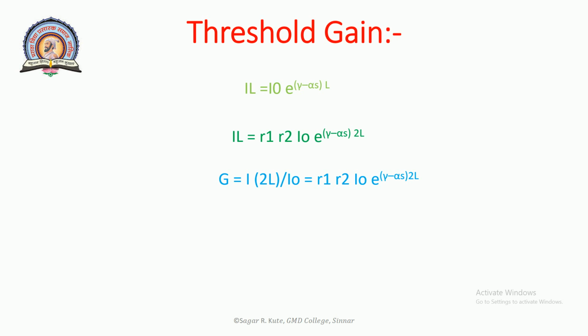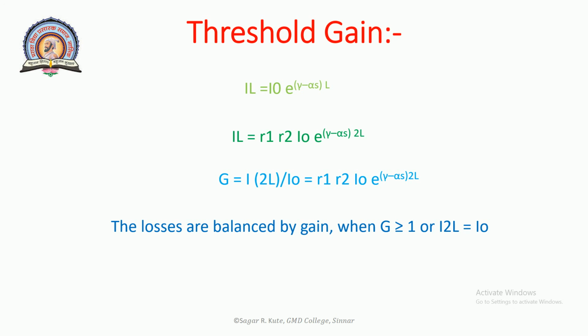The product R1 R2 represents the losses at the mirror, whereas alpha s includes all the distributed losses such as scattering, diffraction and absorption occurring in the medium. The losses are balanced by the gain when G is greater than or equal to 1, or I2L is equal to I0. It leads to the condition that R1 R2 e raised to (gamma minus alpha s) into 2L is greater than or equal to 1.